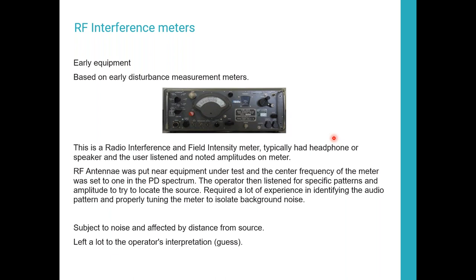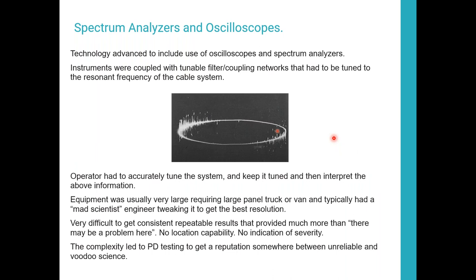Well, the next iteration off the RF radio interference meters, they brought in spectrum analyzers and oscilloscopes, and they started connecting them to the devices. And they used coupled tunable filters and capacitive networks to tune into the resonant frequency of the cable or the device tested. And then using the spectrum analyzer and the oscilloscopes, they would look for patterns. And you would see patterns like this picture here. And through experience and where these spikes were occurring on this spectrum, they would fine-tune the equipment, try to filter stuff out, and once they thought they had their best resolution, decide whether they thought this may or may not be partial discharge.